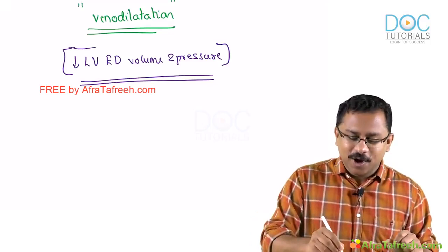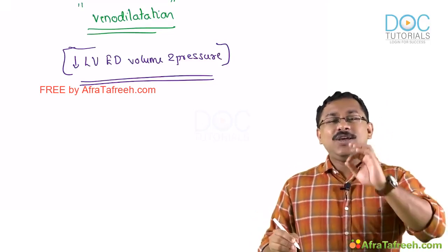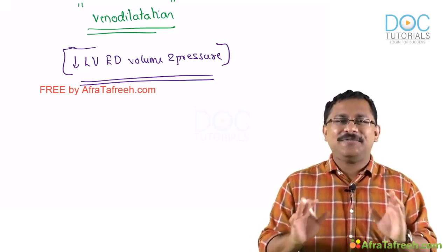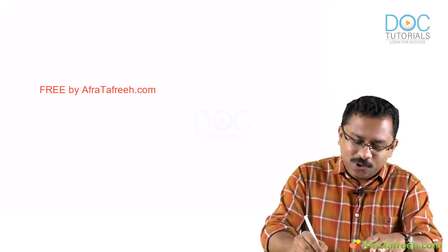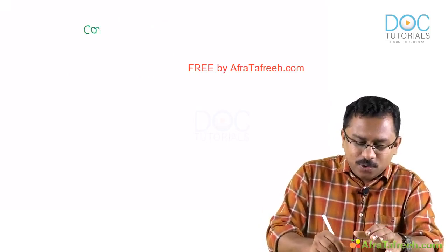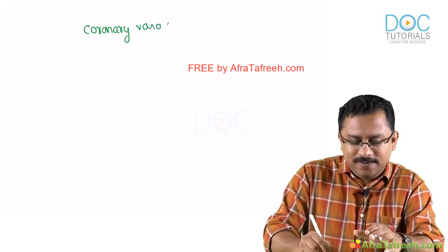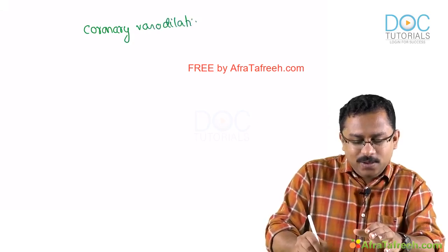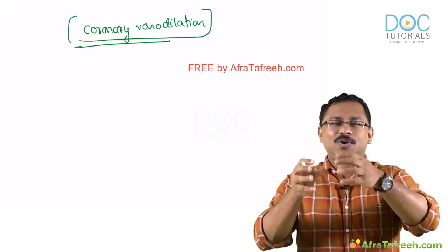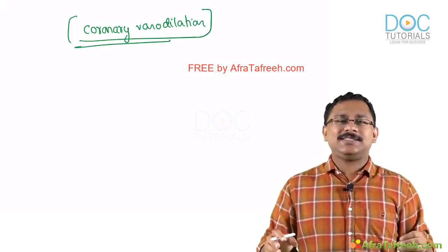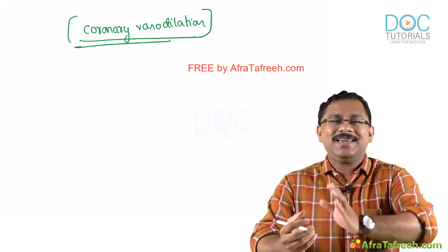Okay, so they are predominantly venodilators. But if you ask me, is it the only mechanism of action of nitrates? My answer is no. Nitrates can also act by producing coronary vasodilation, so it can increase the coronary blood supply. Coronary vasodilation also preferentially increases the perfusion to ischemic areas.